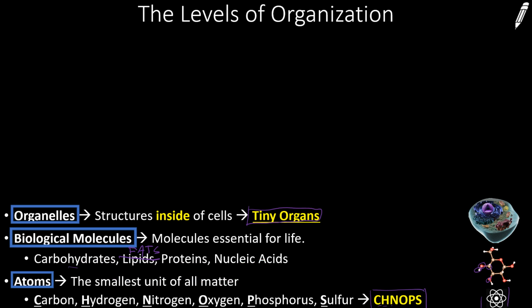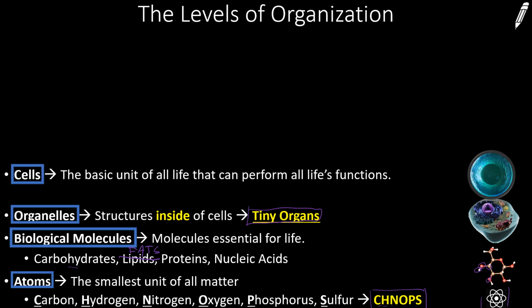Now, when we take a bunch of organelles and we put them together and they start working together, that gives us our next level, which is the cell. And the cell is the basic unit of all life. Anything that's living is made up of at least one or more cells, okay? So you are made up of trillions of cells. However, bacteria, which is also living, is only made up of one cell.